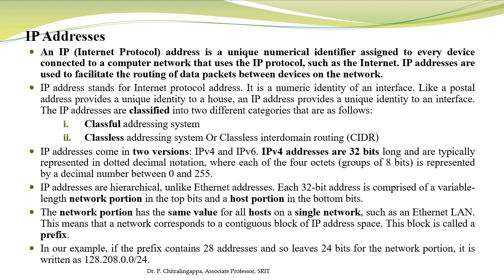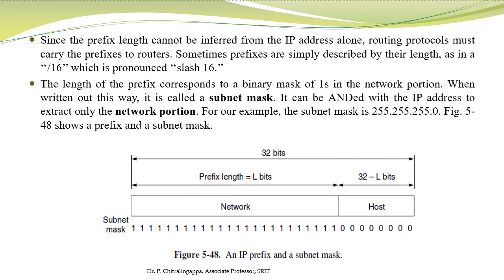So here, IP addresses are going to be classified into two categories: classful addressing system and classless addressing system. IP addresses are hierarchical, unlike Ethernet addresses. Each 32-bit address is comprised of a variable-length network portion, the top bits, and a host portion, the bottom bits. The network portion has the same value for all the hosts on a single network.